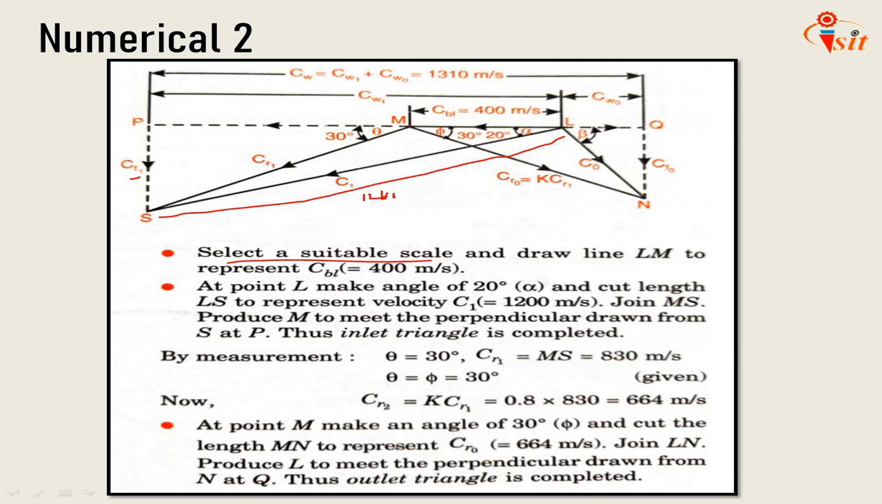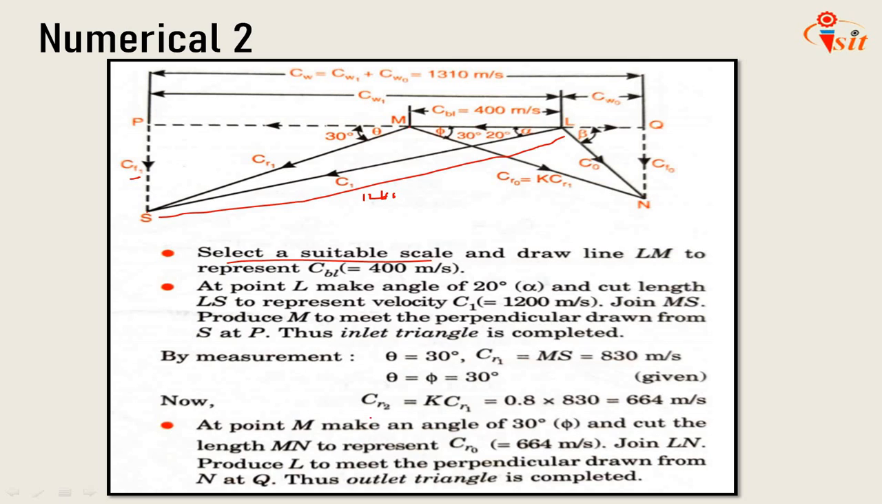Now by measurement we can get theta as 30 degree. CR1 we are getting as 830 meter per second. By scale measurement, if you take 1 centimeter equal to 100 meter per second, it is coming 8.30 centimeter. You can measure from your scale. And theta equal to phi equal to 30 degree, because it is already given that both are same.